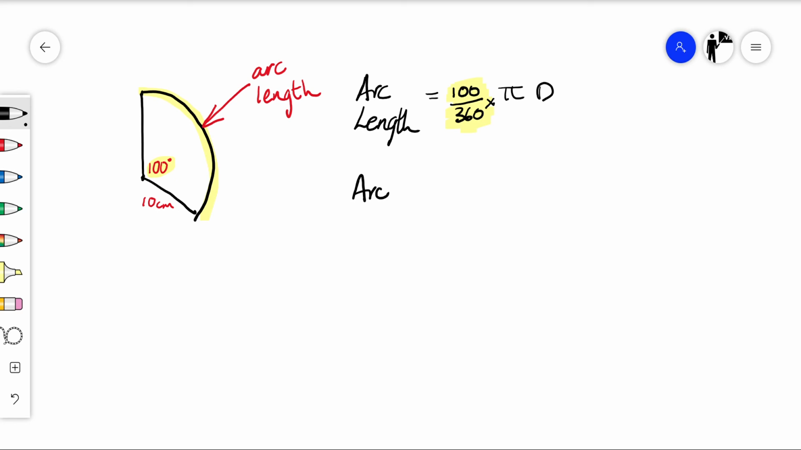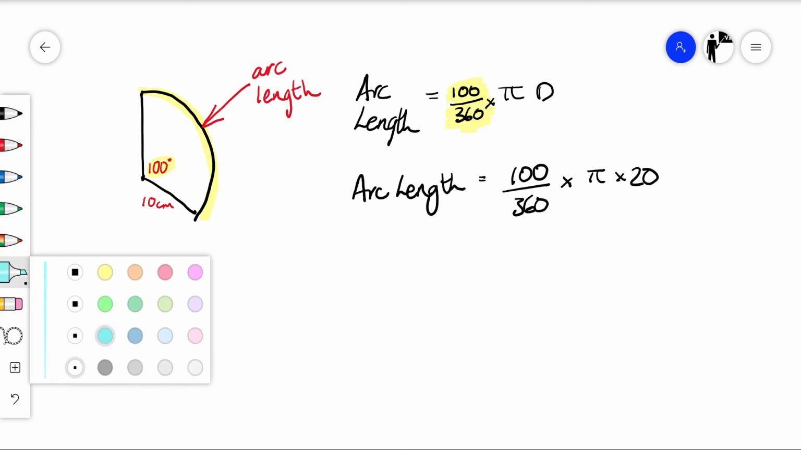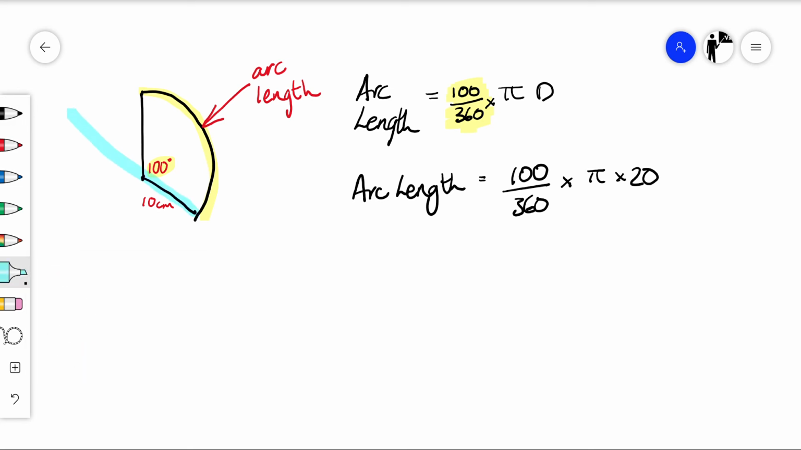Okay, so let's work through this one. The arc length is going to be 100 over 360 times pi times 20. Remember, the radius is the distance that goes the full way across. You need to be careful on how you're using a calculator here. Make sure you're using the fraction button. So we've got 100 over 360 times pi times 20, and to one decimal place, that's going to be 17.5 centimetres.